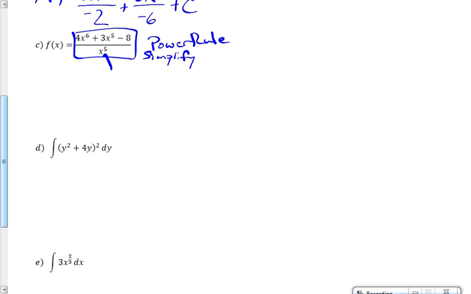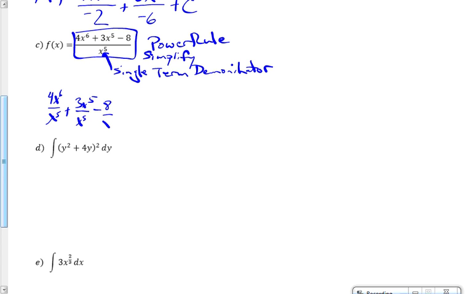And this is a single term denominator. If you had me first semester, we talked about single term denominators. Spelling is a good thing. And if you have a single term denominator, you can write this fraction as three different terms. You could write it as 4x to the 6th over x to the 5th, 3x to the 5th over x to the 5th, and 8 over x to the 5th.